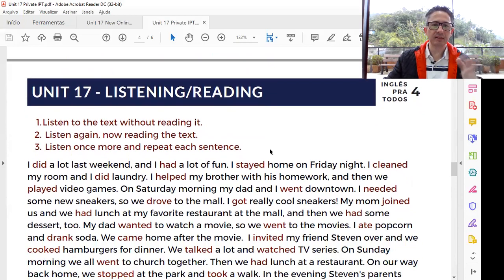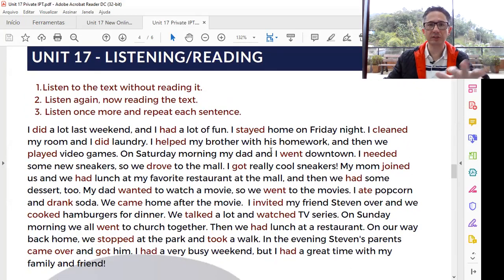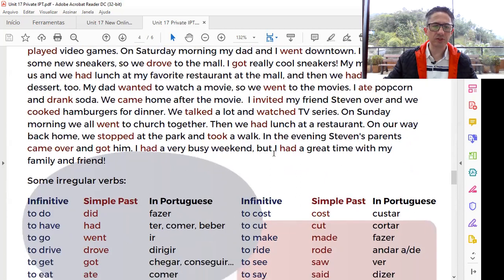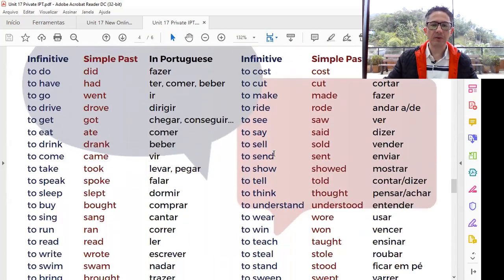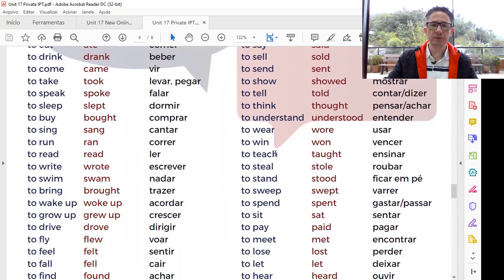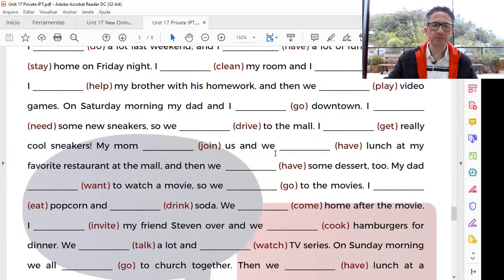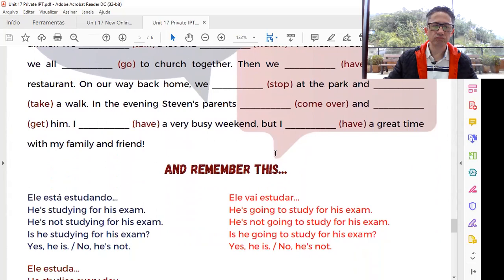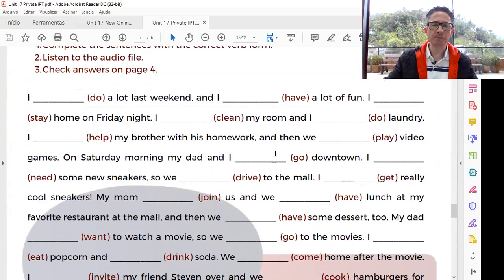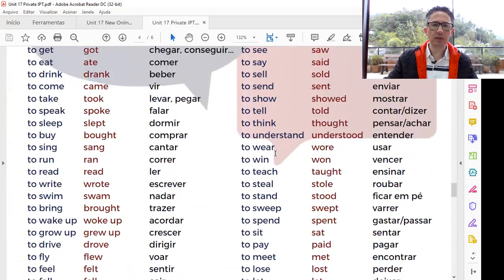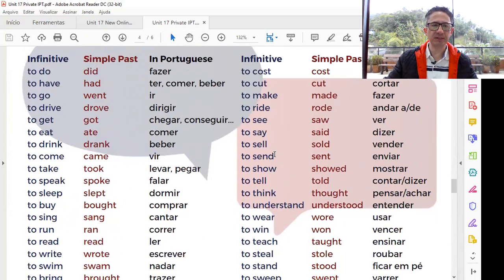Then there's an activity here for reading. You have all the instructions there. Follow the instructions, okay? Now here we have some verbs. This list here, we could pronounce, right? Here, let's go. I'm gonna read and then you repeat, okay? To do, did. To have, had.